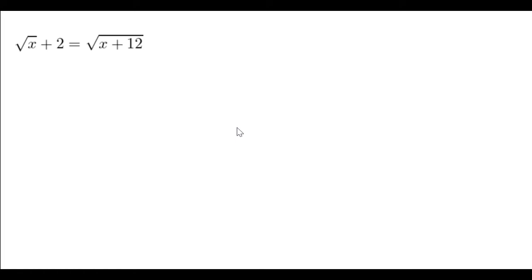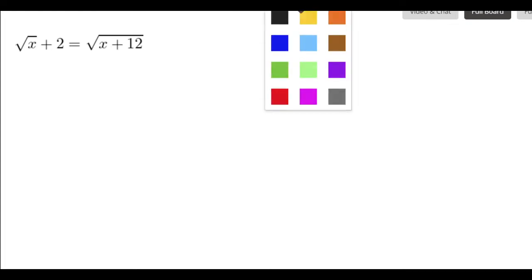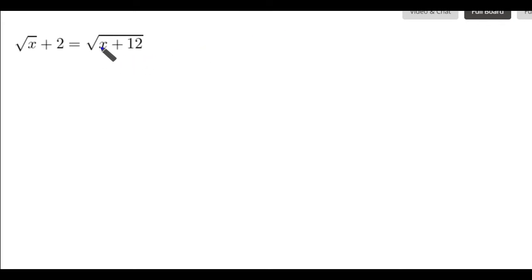So let's talk about how to solve an equation that has two radicals in it. One of the things that's interesting about radicals is that if there are two of them, you have to isolate one at a time. So in this case, I already have the square root of x plus 12 by itself on the right side. So I'm in okay shape. Now, to get rid of a square root, I have to square it.